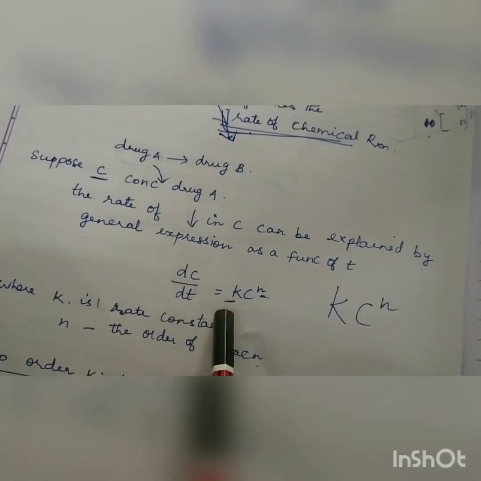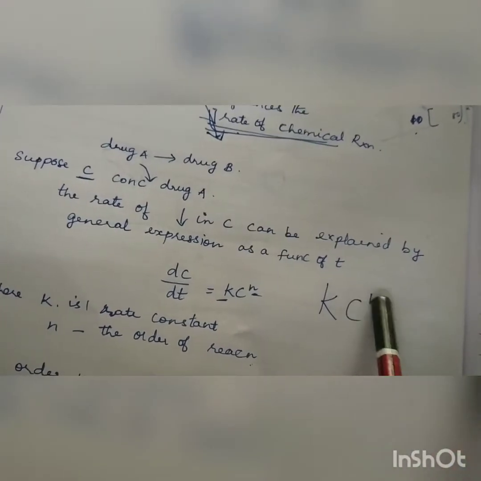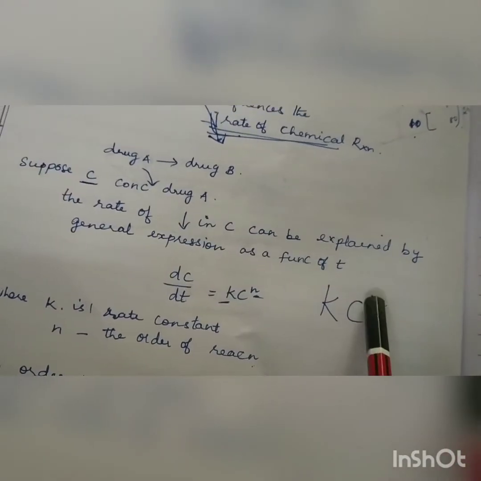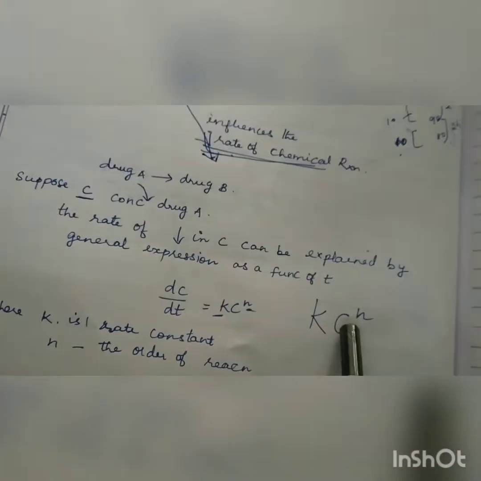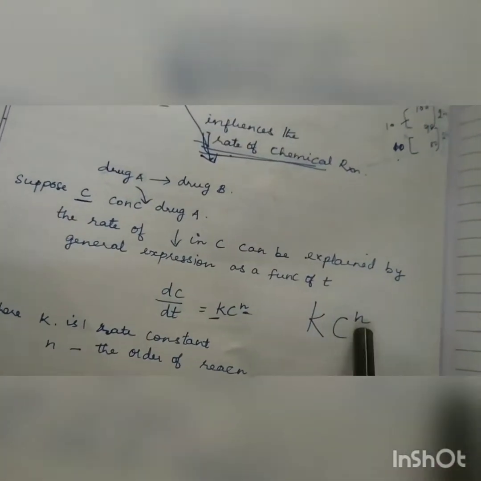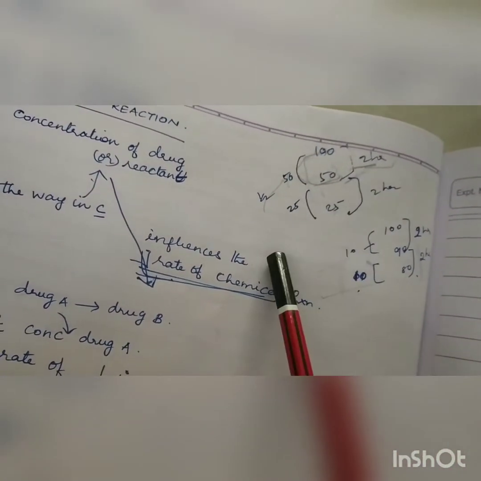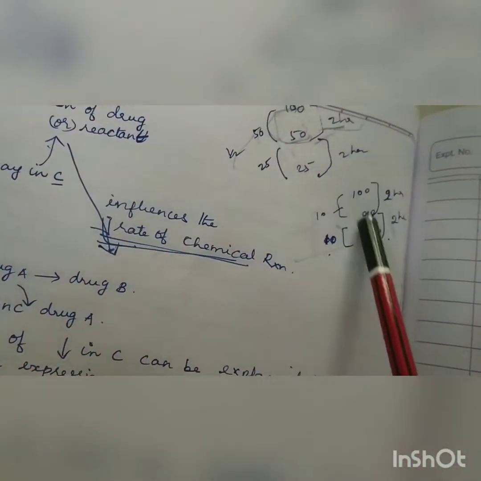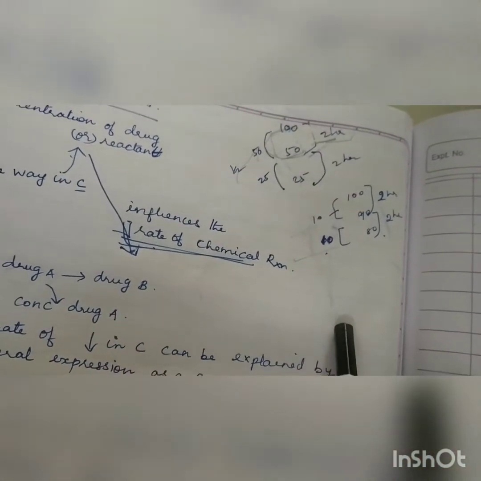dC by dt is equal to KC^n, K and C to the power n. So it depends on the concentration. In the reaction, we can put n as 1 or 0, whether it's a zero order reaction. If it depends on the concentration like this, if there is more, half of it is eliminated; if there is less, half of that is eliminated. So that depends on the reaction. This is independent of the reaction. Whatever the concentration is, only the same amount will be eliminated.